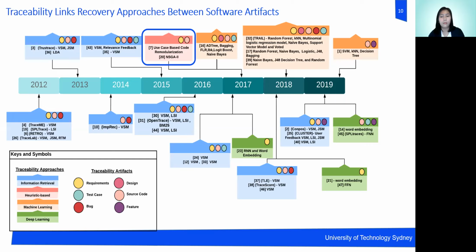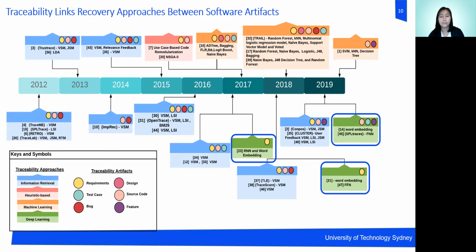And also, interestingly, we found a couple of heuristic-based approach. And in recent years, starting from 2017, a few studies experiment the concept of machine learning classification, the approach to leverage the IR-based approach. And we also found a handful of studies that use deep learning-based approach as well.